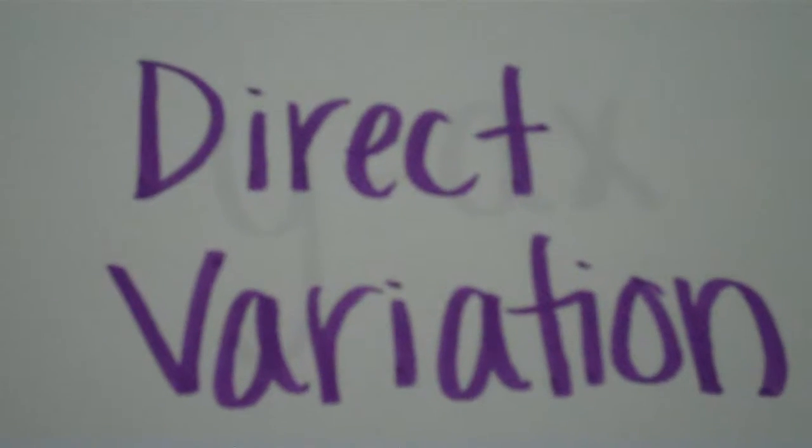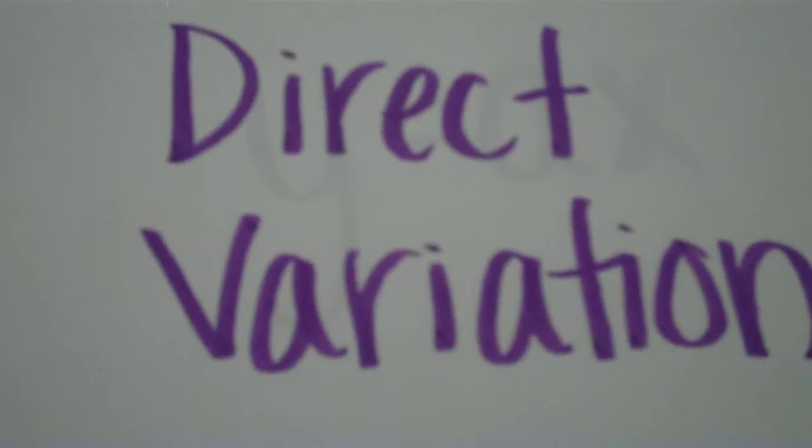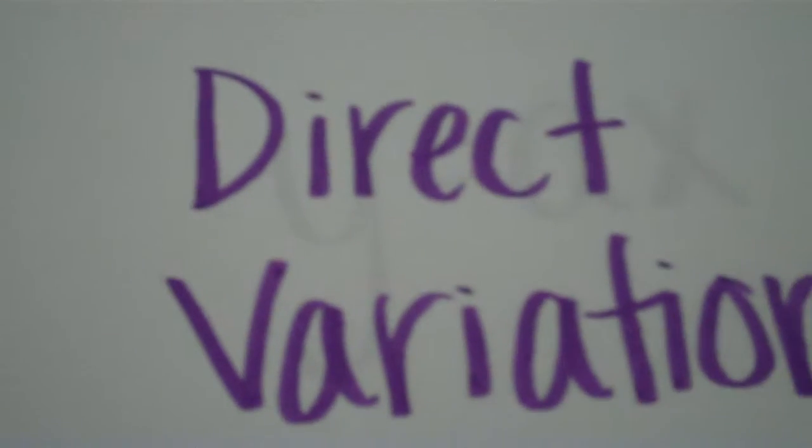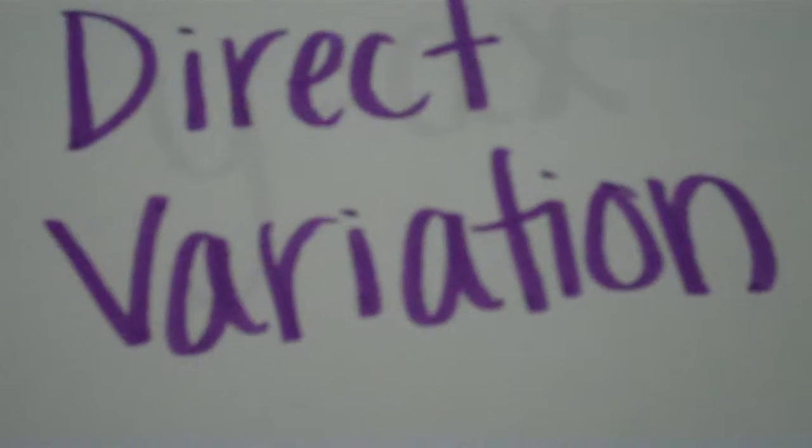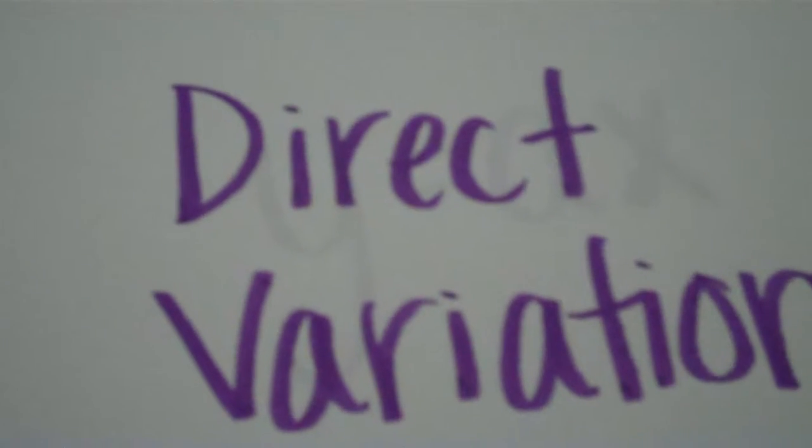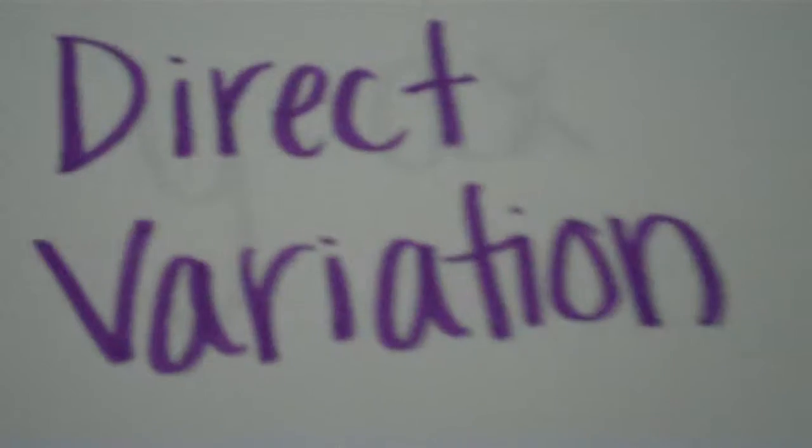Today's concept is direct variation, and it is very simple. If you prioritize things that you learn in math, it's not very high up there. You might have one question about it on your STAR test, but you do see it on C-Scope, and you will see it in algebra, so let's just go over it.